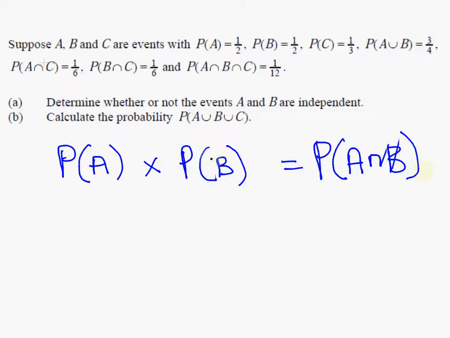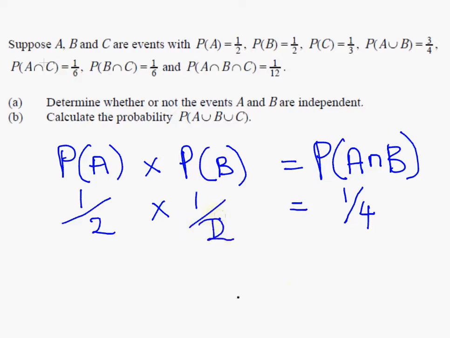But we have to double check that. So A intersection B, we know earlier on that was equal to 1/4. And we know that this is 1/2, and we know that this is 1/2. Does this identity hold up? 1/2 times 1/2 is 1/4. Yes, it does. That means they are independent events. So yes, they are independent events. Okay, that ends this video.